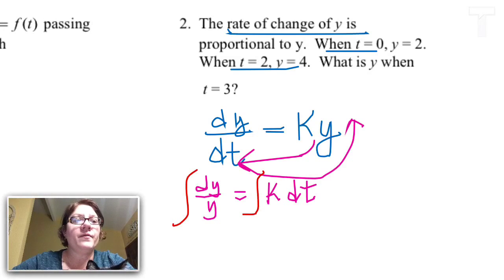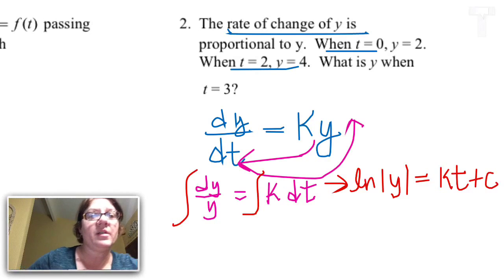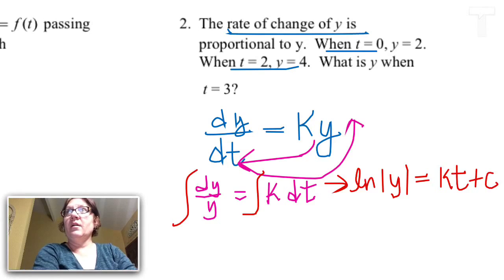And on the left, I'm going to get natural log of y, absolute value, because I need to make sure y is positive. And on the right, I'm going to get kt. Remember that k is a constant. It could be like 5 or 7. So I'll end up putting a t back on it, and then I'll put my plus c over here. So I'll collect all the c's on that side, because I'm going to want to get y by itself.